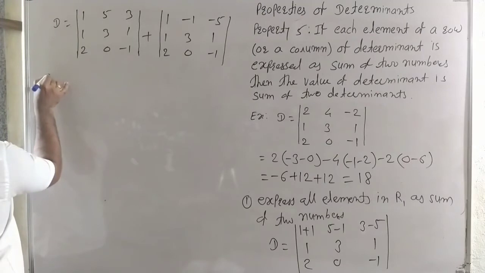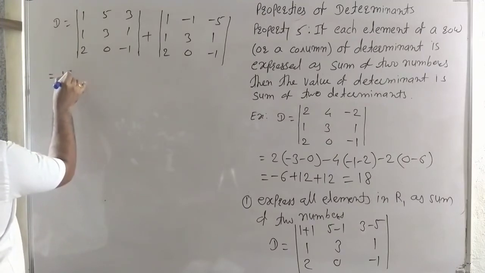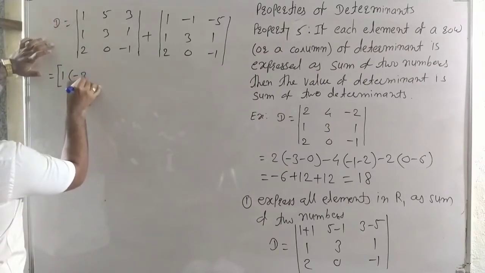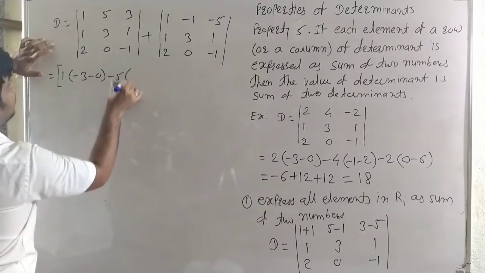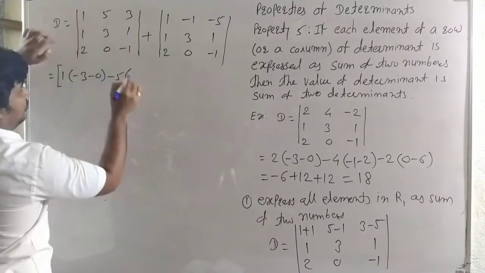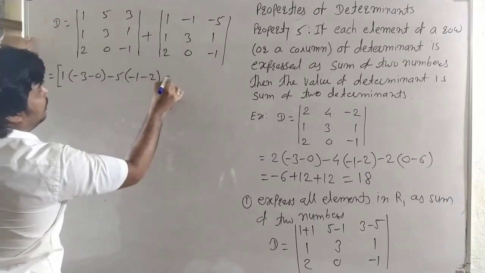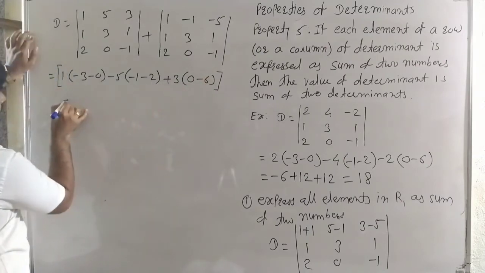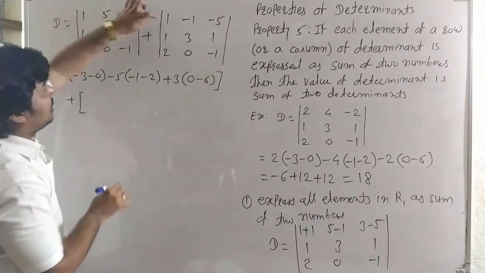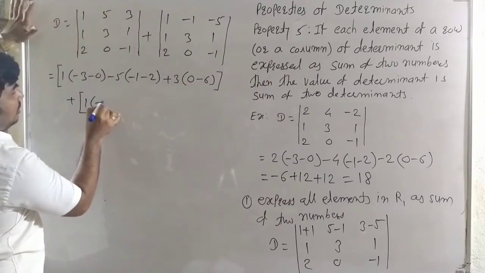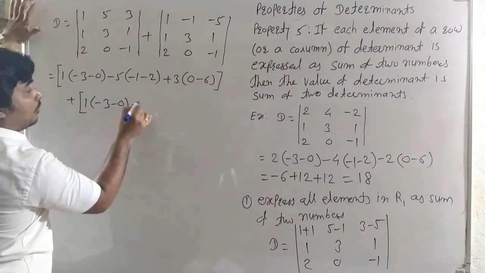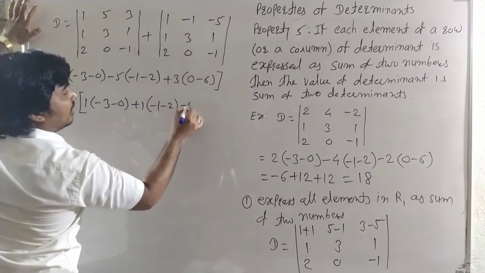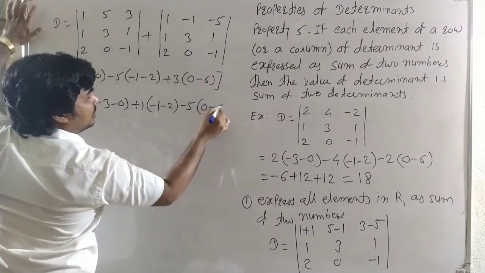Now the first determinant: see carefully, in square brackets, 1 into minus 3 minus 0, minus 5 into minus 1 minus 2, and plus 3 into 0 minus 6. Now the second: 1 into minus 3 minus 0, plus 1, changing the sign of the middle term, plus 1 into minus 1 minus 2, and the third number as it is, minus 5, 0 minus 6.